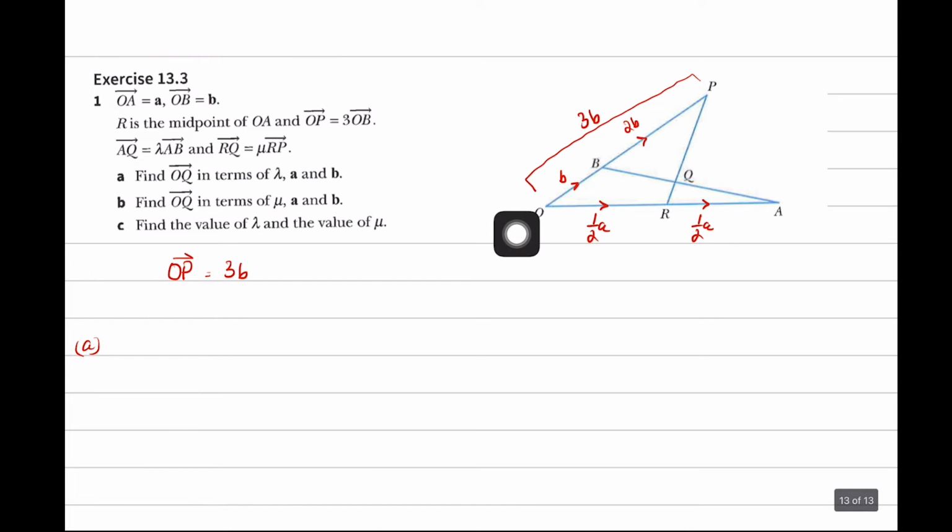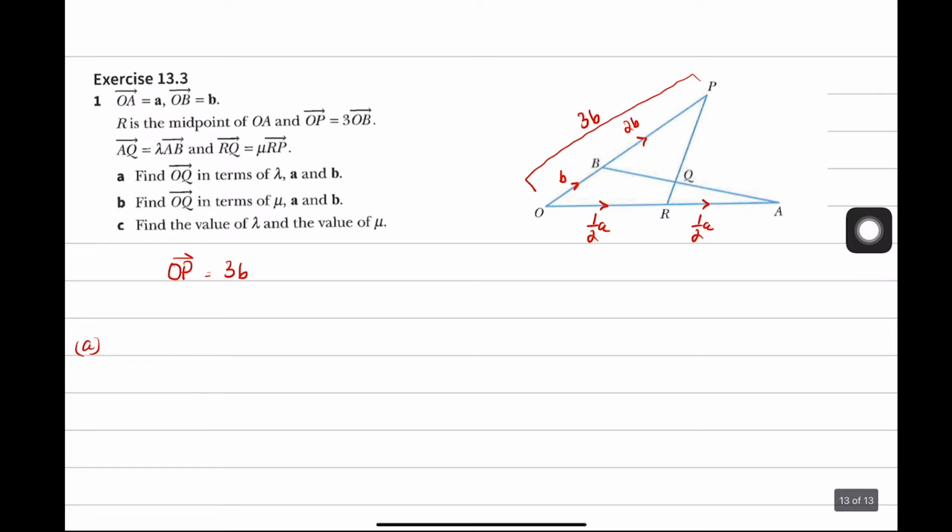So if this is what I opt for, this will require a bit of trial and error, so be open to that. Let's say I do OB plus BQ, then I don't know what BQ is. I know nothing about BQ. But if I do OP plus PQ, again there's a problem. I don't know what PQ is. However, if I do OA plus AQ, that means I go from O to A and then from A to Q, that's a better option.